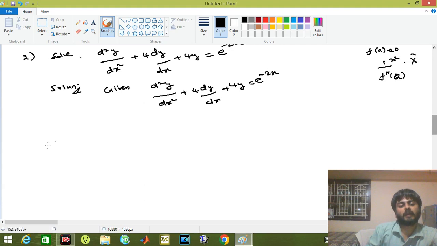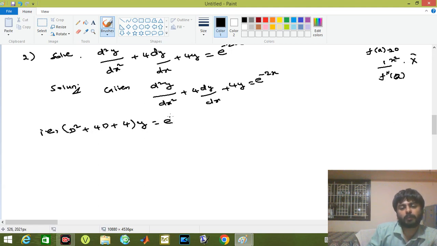Then it can be replaced by that is (D square plus 4D plus 4) y equal to e power minus 2x. Now you have to write the auxiliary equation, which is given by m square plus 4m plus 4 equal to 0.